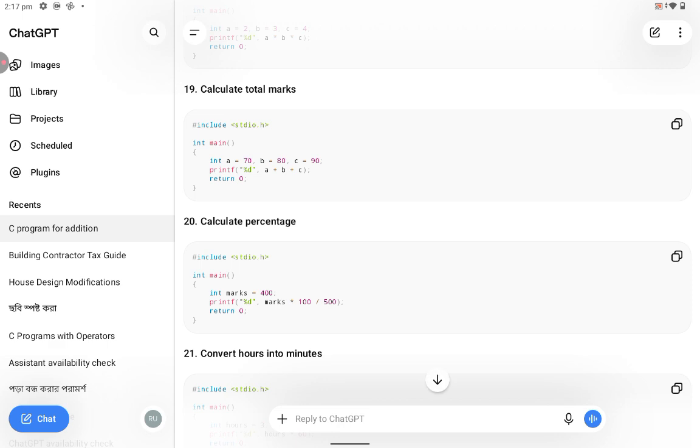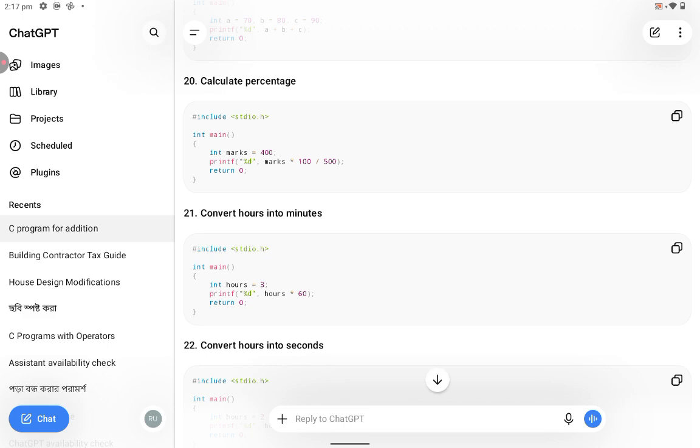Calculate total marks. So there are 3 subjects, a, b, c, or subject 1, subject 2, subject 3, or science, math, English, and the variables will be actually storing the marks of different subjects, and they will be summed up together. So a plus b plus c, you can see the 19 number program. And if you have to find out the average, you have to divide by 3. If you have to find out the percentage, you can see marks into 100 divided by 500, and this is very basic calculations we all know, because we have been going through these calculations, average and percentage.